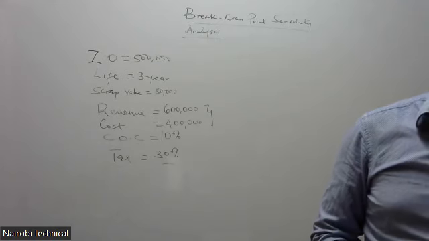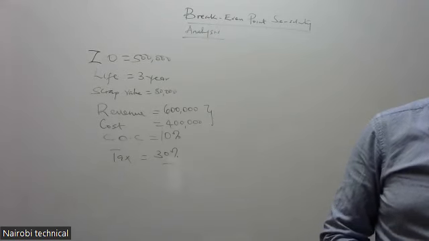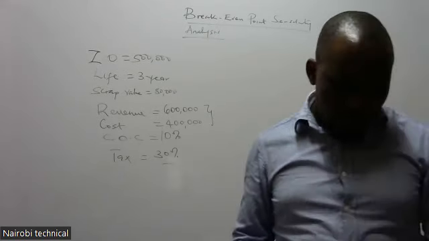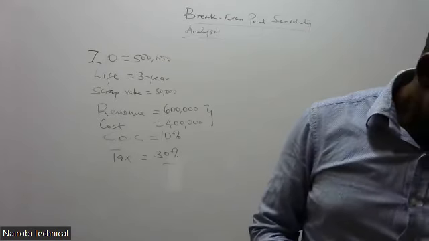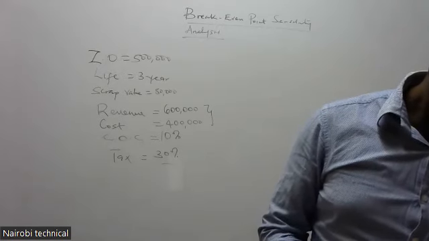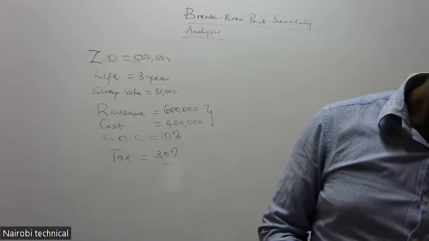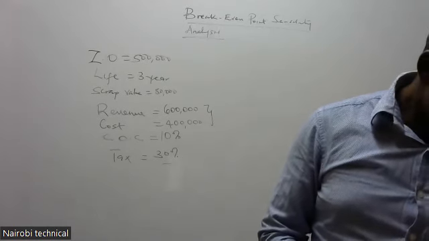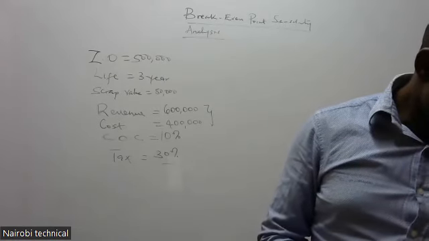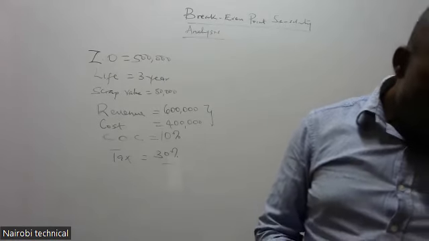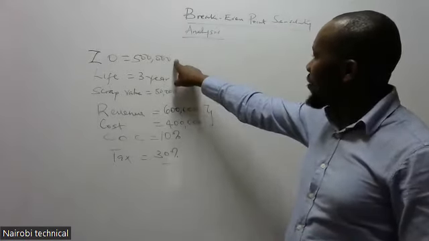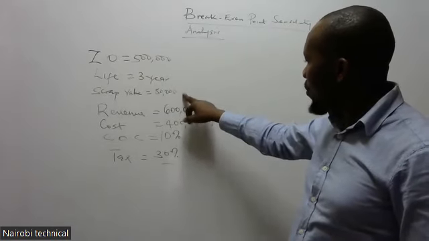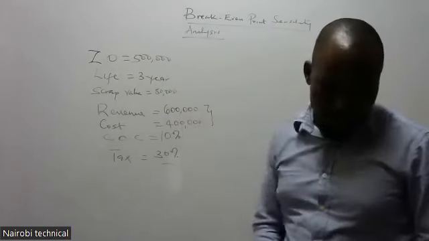Roman 2, carry out sensitivity analysis of the cost of the equipment. Carry out sensitivity analysis of the cost of the equipment, scrap value and sales. So we have sensitivity analysis of the cost, then scrap value and the sales. That is what they want.